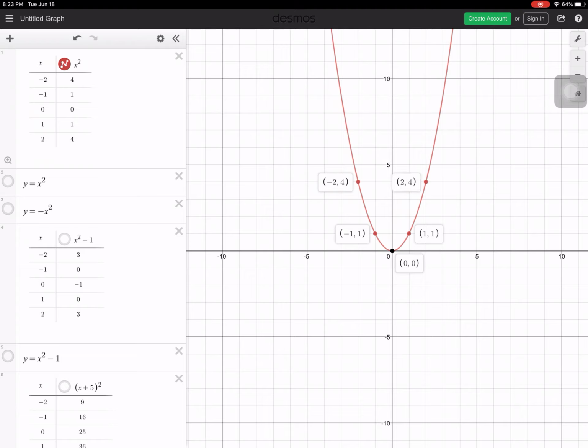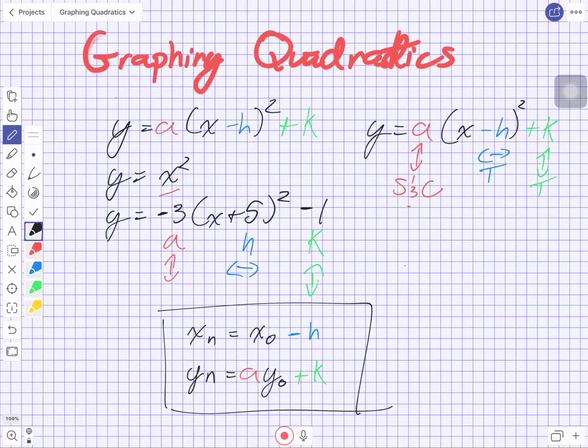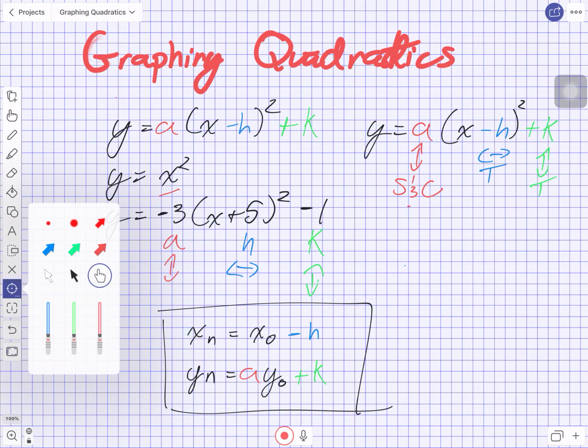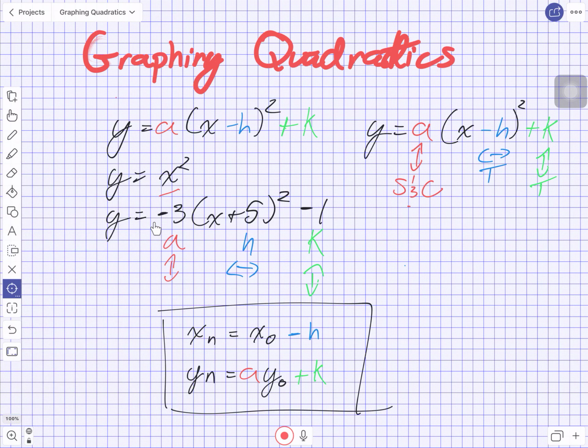So we have them, right? We have -2, 4, -1, 1, 0, 0, 1, 1, and 2, 4. So I know that table. Now if I want to translate my parabola, I can put it through that little equation. I'm going to take the values that we have here. So -3 is going to replace the a in this formula, -1 is going to replace the k, and +5 replaces the h. And you're going to notice that because it's a +5, it now becomes -5 in the formula.